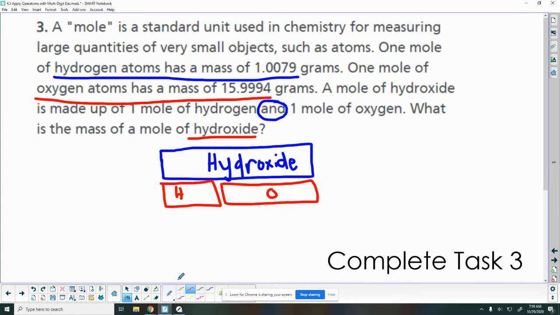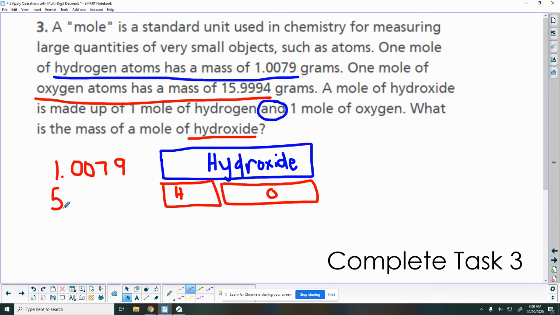When we add, we need to make sure our decimals are lined up. So I'm going to start with this 1 here. 1.0079. So in the ones place, in the oxygen mole, is the 5. So this 5 should be under the 1 in the ones place.